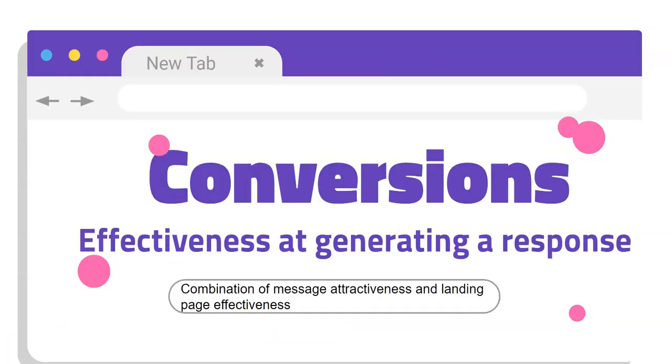Conversions are a measure usually of the effectiveness of your campaign at generating a response. Whether that response was a purchase or just an email sign-up or a donation for a nonprofit, your conversion rate is a combination of your message's attractiveness, the message that got people to click in the first place, and the effectiveness of your landing page. Both of those need to be effective for you to have a high conversion rate.